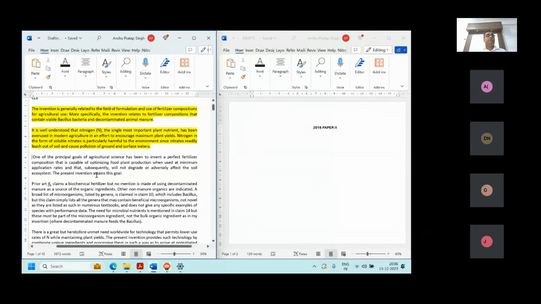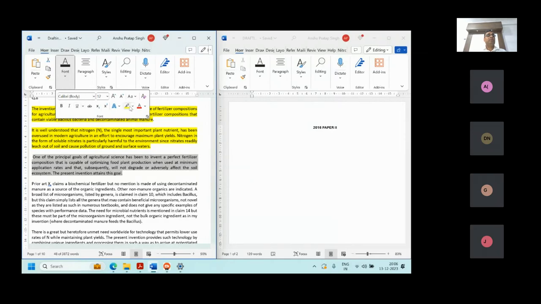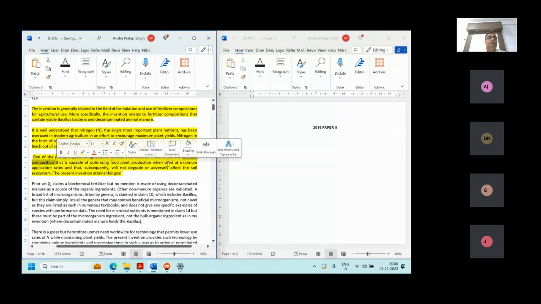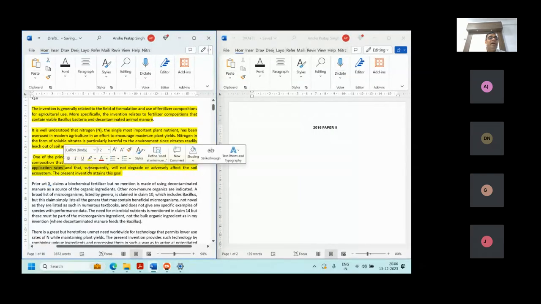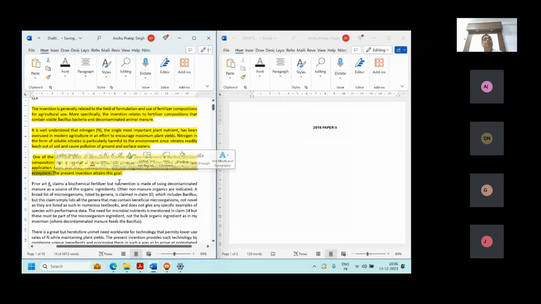Now again, what are you getting here? Objective of the invention, right? What this invention wants: a fertilizer composition which will be used at a minimum application rate and which will not degrade or adversely affect the soil ecosystem. Correct? So your objective is also here. Still, you have not got the invention. You are still searching for the invention and its elements.